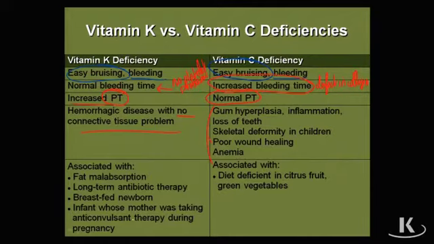Anything from loose teeth that fall off, you sneeze and a couple teeth blow off, skeletal deformities, poor wound healing, anemia, none of this you see with vitamin K deficiency. And if that wasn't enough, now you also add to this the history of the patient. We know vitamin C is dietary. Deficiency in citrus or green vegetable. Vitamin K is not a dietary deficiency, it's fat malabsorption.